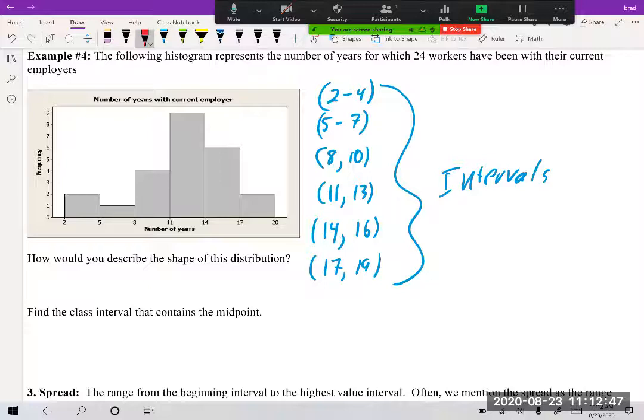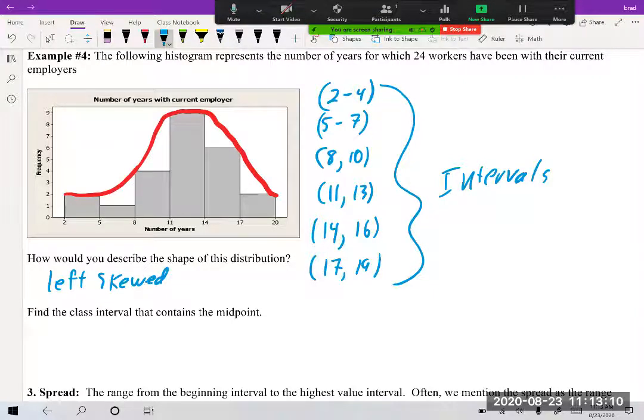So if we had to draw a skewness to this, okay, it appears there's a little bit more of a tail on the left side than the right side. So we're going to say that this is left skewed. Normally it's pretty obvious. This one's a little bit closer, but normally it's pretty obvious.